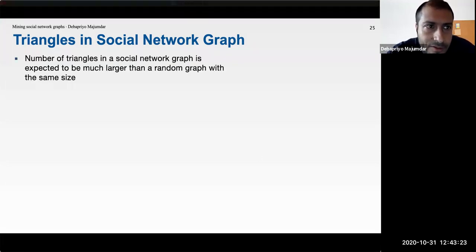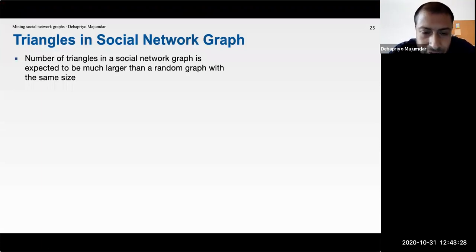triangles. So what are triangles in a graph? Essentially, three nodes, all of which are connected to each other, right? Because of the locality property that we have been talking about, if one node is connected to two other nodes, then those other nodes are also likely to be connected and likely to complete the triangle, right? So that's why the number of triangles in a social network graph is expected to be much larger than in a random graph with the same number of edges and nodes.